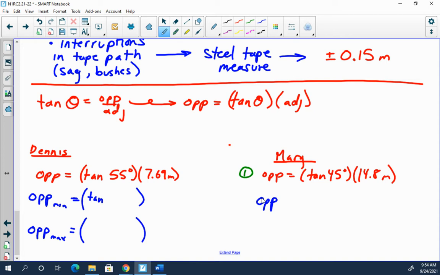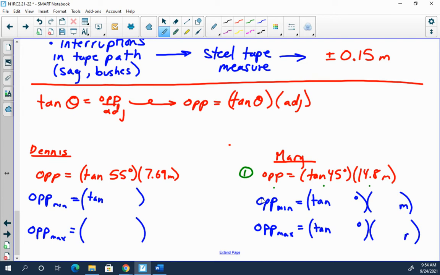So item 1, you want to have opposite. This is just a rearranged substitution of our TOA. So opposite equals tan of whatever angle you used times whatever base you used. Then underneath that, you're going to write opposite subscript min and then opposite subscript max. And you're going to do the same math setup over here. And so you're going to have tangent again, and you're going to have some angle, and you're going to have some base.